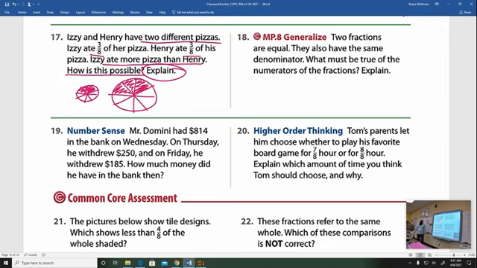Henry's pizza is bigger. So that means that he ate more pizza. Oh, excuse me. I mixed them up. Henry's pizza is the little pizza. Izzy's pizza is bigger. Izzy ate more pizza, right? You guys see what I mean?